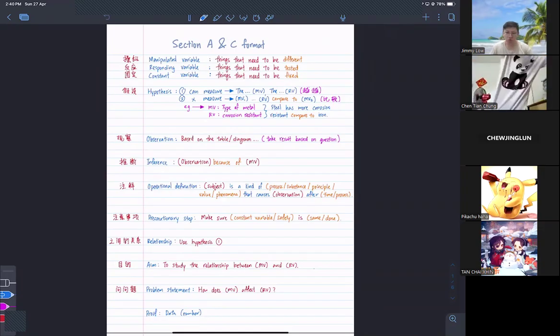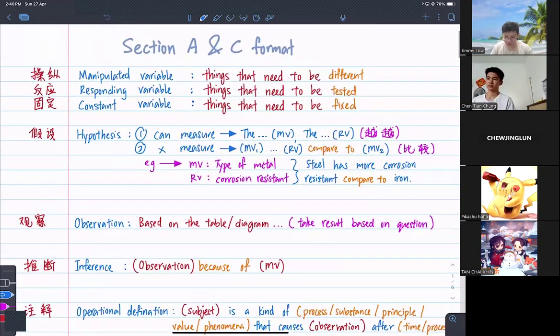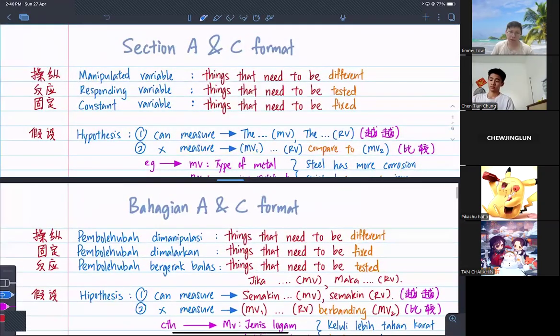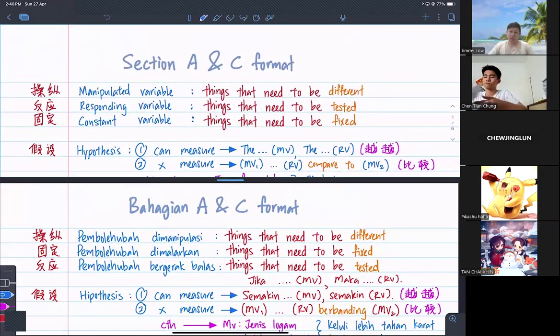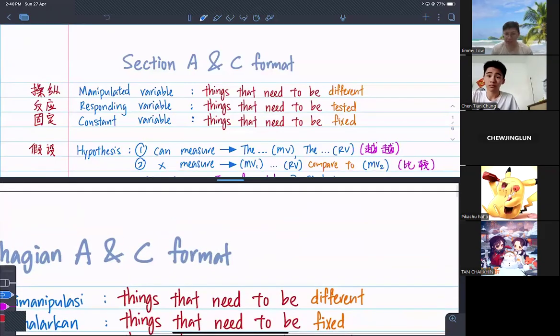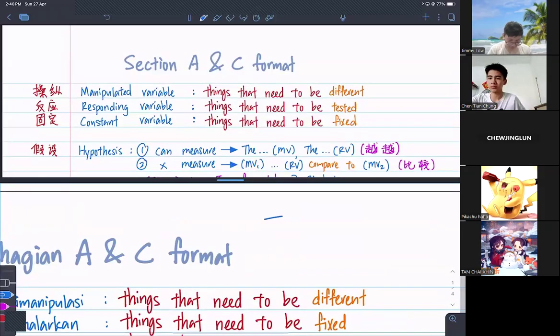Okay, then we'll go through the explanation. Then only we spend time on doing the exercises. I'll focus on this thing. Generally, in your SPM format, I'll keep on emphasizing this until you blend this thing into your brain. So for your Bahagian A, it is worth 20 marks.